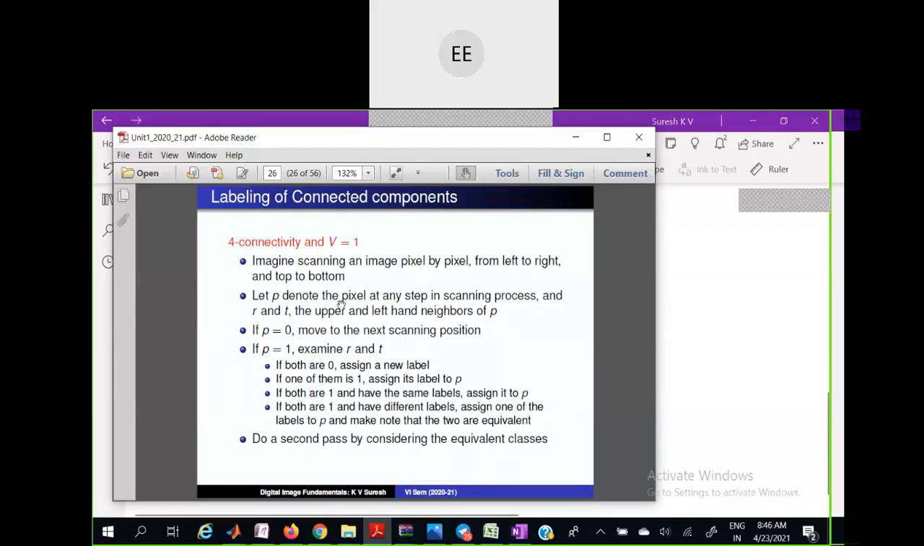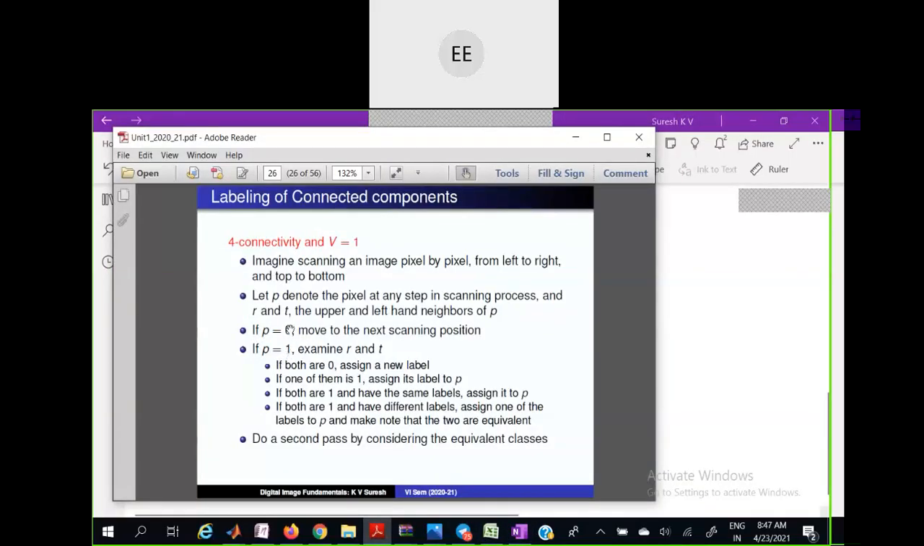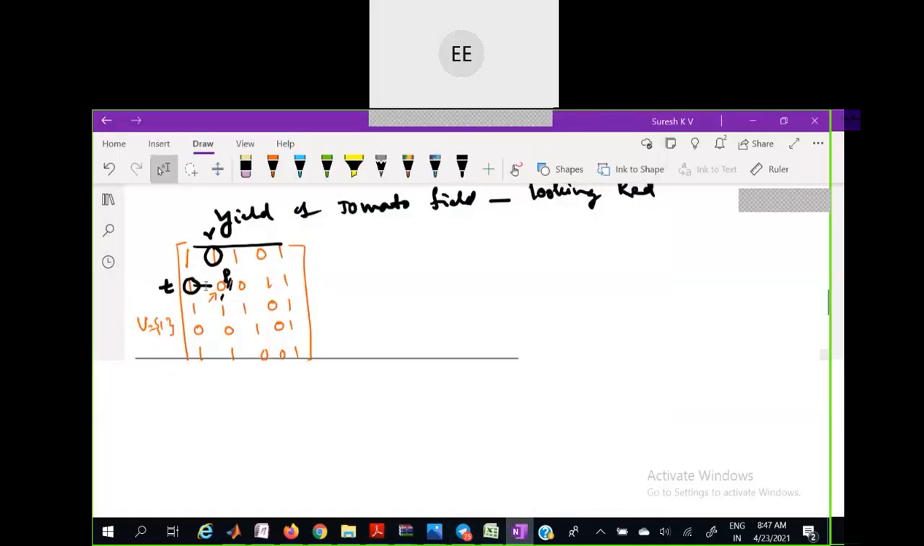If P denotes the pixel at any step in the scanning process, R and T are the upper and left-hand neighbors of P. Suppose P is 0, move to the next scanning position. That means if this is 0, since it doesn't belong to the object, you don't need to label it. So you move to the next position. I'll explain it with an example.